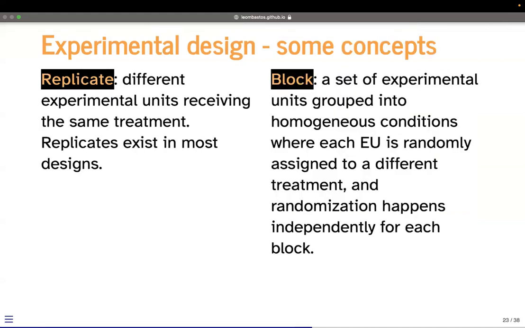Then we talked about a replicate and a block. A replicate would be, in any design, the different experimental units that receive the same treatment, right? Whereas a block is a very specific concept for randomized complete block designs, where a block is considered a unit in space, where under it you have each treatment appearing at least once.